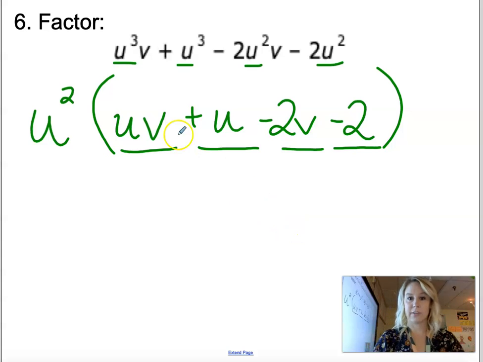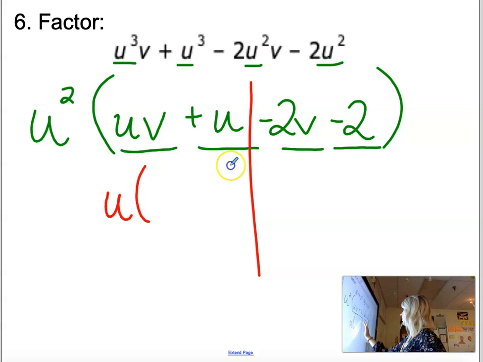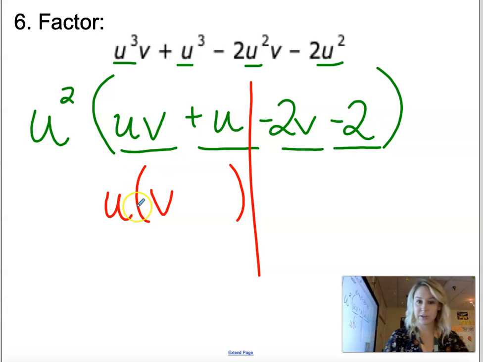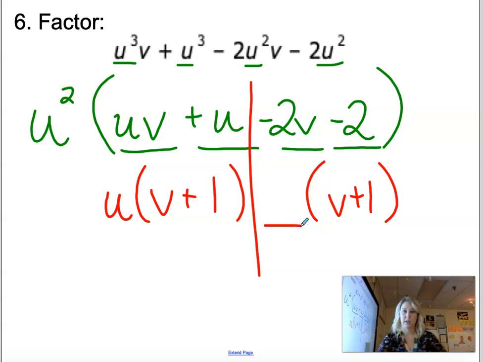All right, now I've got 4 terms. So let's see if I can factor these by grouping. Looking at the first 2, I have a uv and a u, so they have a u in common. I'm going to do my parentheses. uv, take away a u is just a v left over with the first one. And then u take away u is nothing, so you need a placeholder of a 1 because u times 1 is u. Rewrite that parenthesis v plus 1. I know it has to be true. And I just need to divide. So negative 2 divided by 1 is a negative 2.